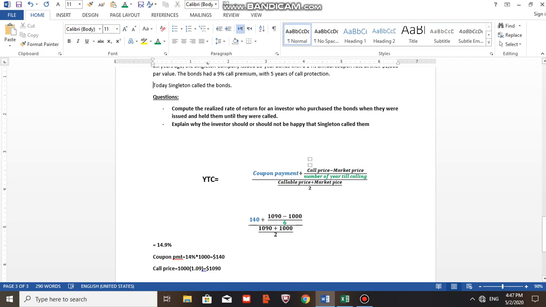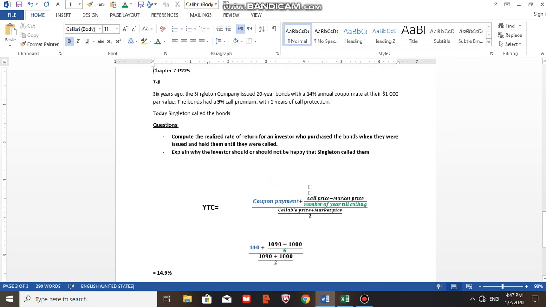So now we have the call price and the coupon payment, we still need to find the market price. In this case, the par value is 1,000, and this bond was also issued at 1,000, so the market price was 1,000. It means that the YTM is equal to the coupon rate, 14%. That's why the bond is selling at its par value. So the 1,000 here will be used as the market price. We still need to find the number of years till calling. The bond was issued 6 years ago and we are now at year 6, so the number of years till calling the bond is 6.